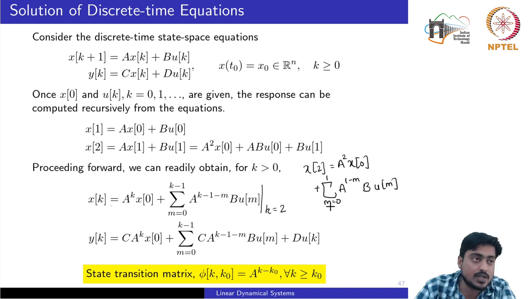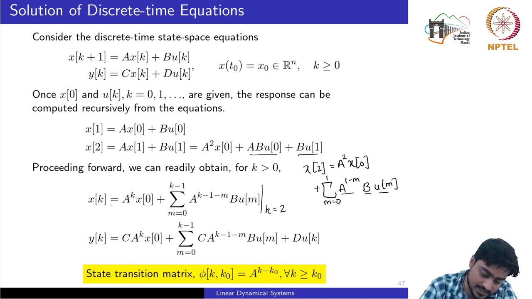Now here in the summation I would have only two terms, for m is equal to 0 and m is equal to 1. If I put m is equal to 0, I would have A into B into u of 0, which is this term. If I put m is equal to 1, this would be identity B into u of 1, which is this term. So you can validate also for other values of k.